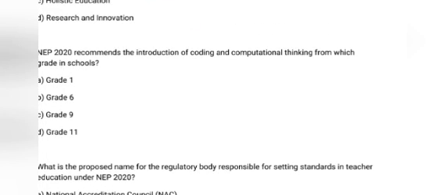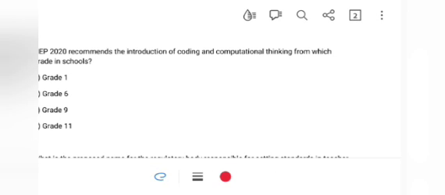NEP 2020 recommends the introduction of coding, the computational thinking, from which grade in schools? Grade 1, grade 6, grade 9, grade 11. It will be grade 6. From grade 6, it has been decided that students will learn coding.